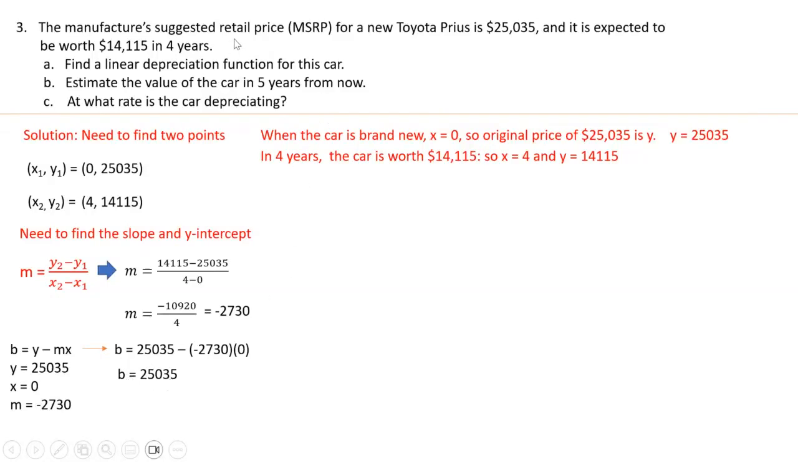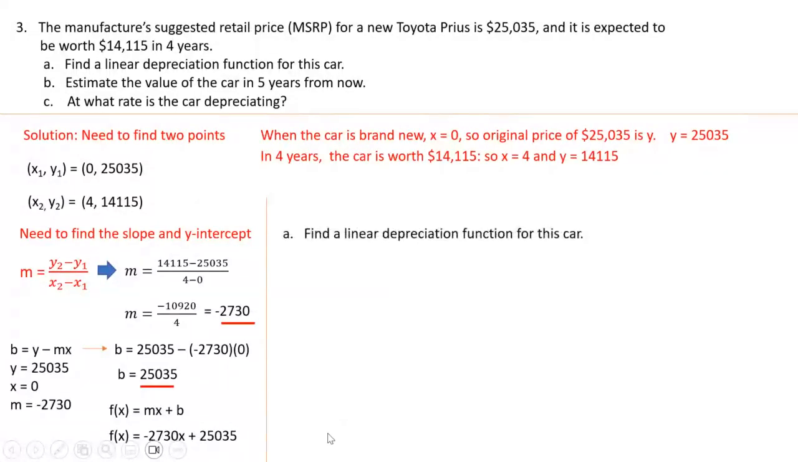But every time, guys, when you start, that means that no time has elapsed, which means that the original price will always be your b. Okay, but in this case, I just did the work just in case you didn't know that. So I found my function. There's my slope, there's my b. And there's my function. My linear depreciation function will be negative 2,730x plus 25,035. That's the answer for part A.